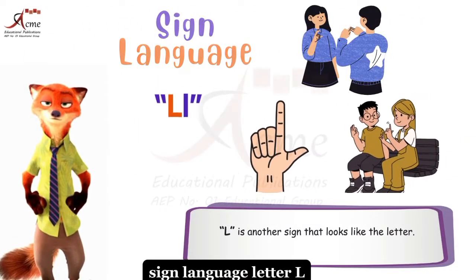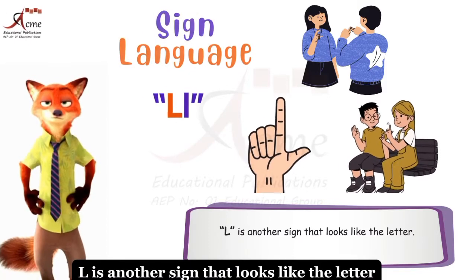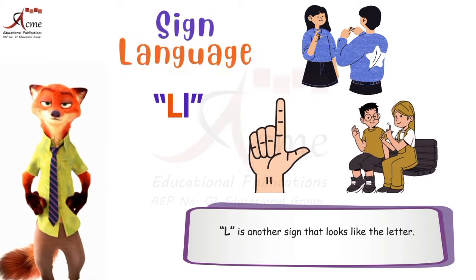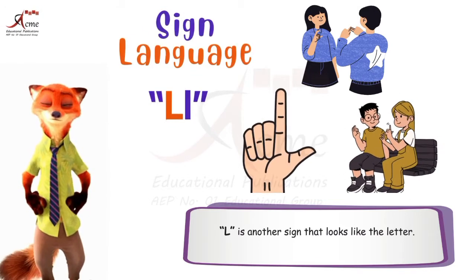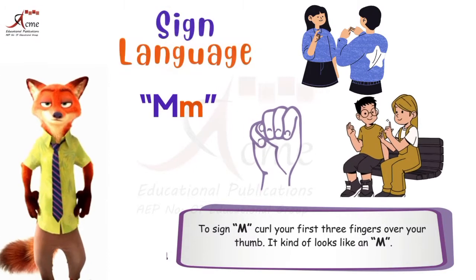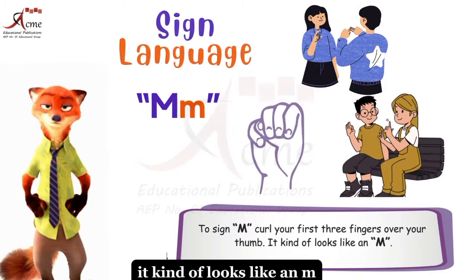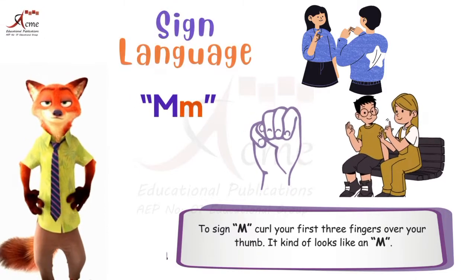Sign language letter L. L is another sign that looks like the letter. Sign language letter M. To sign M, curl your first 3 fingers over your thumb. It kind of looks like an M.